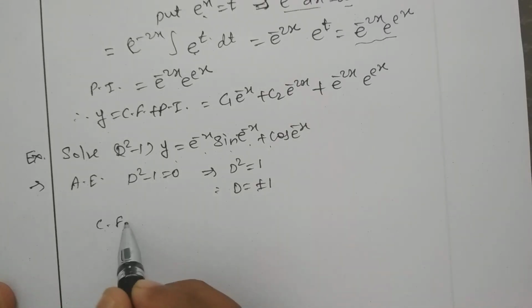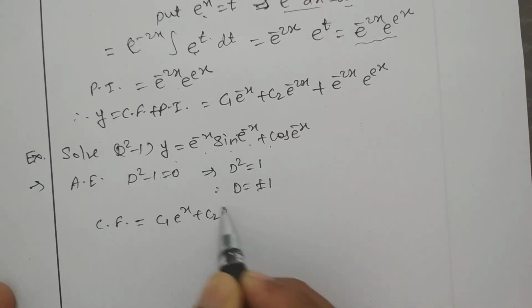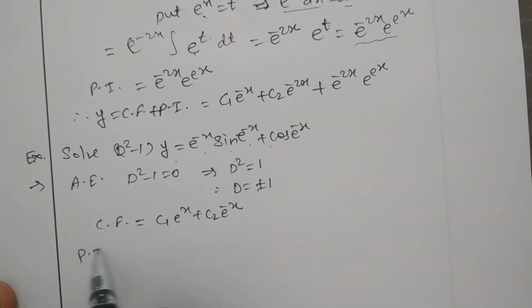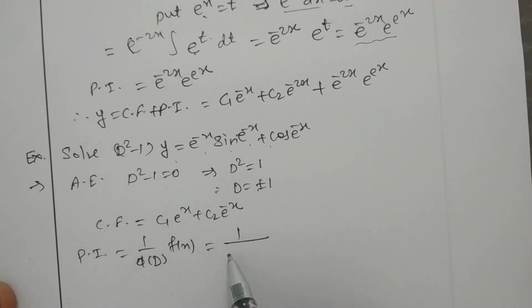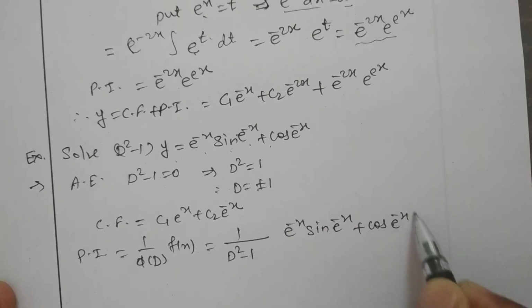So CF is c1 e raised to x plus c2 e raised to minus 6. For PI, the formula is 1 upon phi of D into f of x. That is equal to 1 upon D square minus 1 into f of x, which is e raised to minus 6 sin of e raised to minus 6 plus cos of e raised to minus 6.